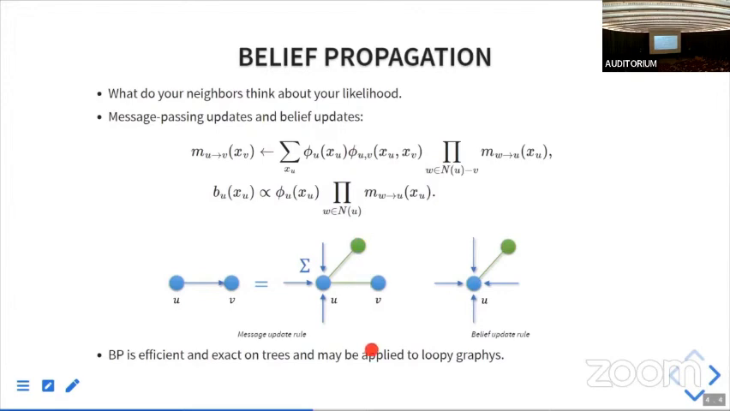So this algorithm works exactly on trees and is very efficient, but it can also be applied to loopy graphs. Especially when the loops are long, not short loops, because with a short loop the messages go in circles. People can apply it, but when the graph is loopy, you don't have any guarantee of how well it works. It may give you the wrong answer. Okay, so that's belief propagation.